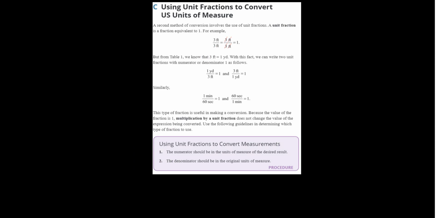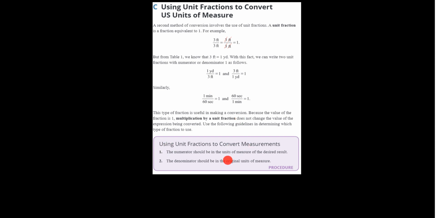All right, so looking at this, a second method of conversion involves the use of unit fractions. A unit fraction is a fraction equivalent to 1. So basically, we just take a fraction equivalent to 1, right? And we see in this particular case, 3 feet over 3 feet, that's equal to 1, 3 over 3, and we get 1. Okay, and then from table 1, we know that 3 feet is equal to a yard, right? So basically, you're saying 1 yard is equal to 3 feet. 1 yard in the numerator is equal to 3 feet in the denominator. All right, they are equivalent. It's just the units are a little bit different, and so we can put them out like this. Same thing with minutes and seconds.